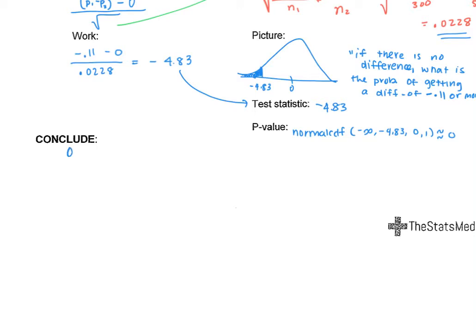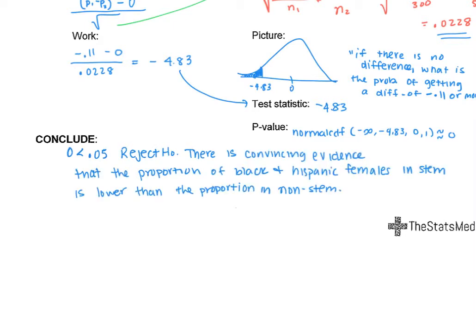Compare your p-value to alpha. Since it's less than alpha, we're going to reject the null hypothesis, which means there is convincing evidence for the alternative hypothesis. Remember, we were trying to see if the proportion of women in STEM was lower than the proportion of women in non-STEM. That was our alternative. Since we rejected the null hypothesis, there's convincing evidence that the proportion of Black and Hispanic females in STEM fields or STEM majors is in fact lower than the proportion in non-STEM.